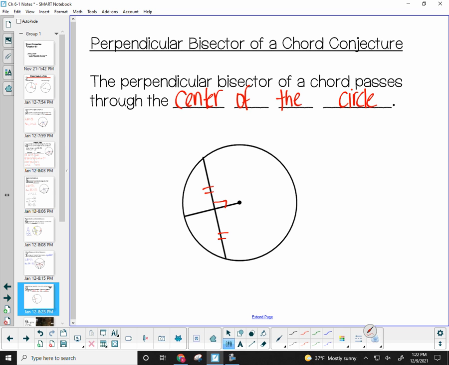This is my favorite conjecture in the whole wide world. I said, this is my favorite conjecture in the whole wide world. I'm so glad you asked.